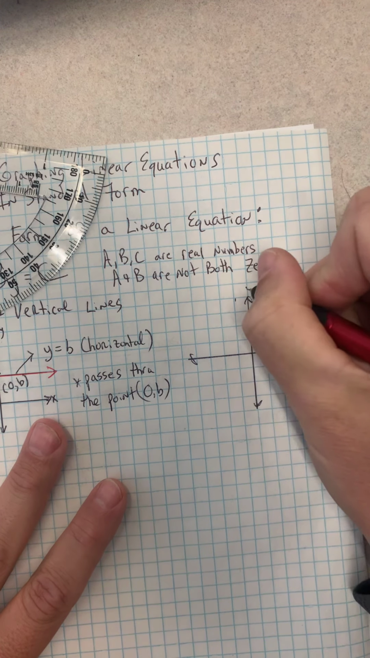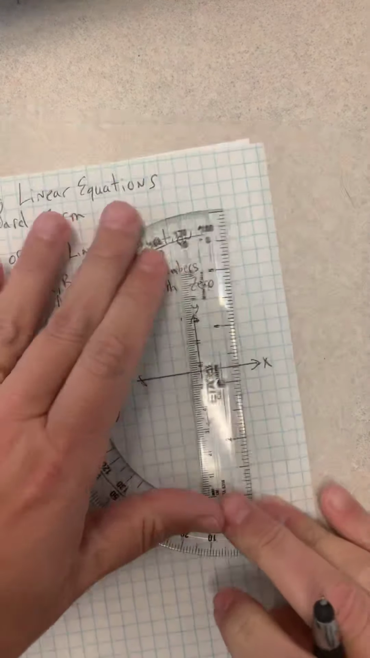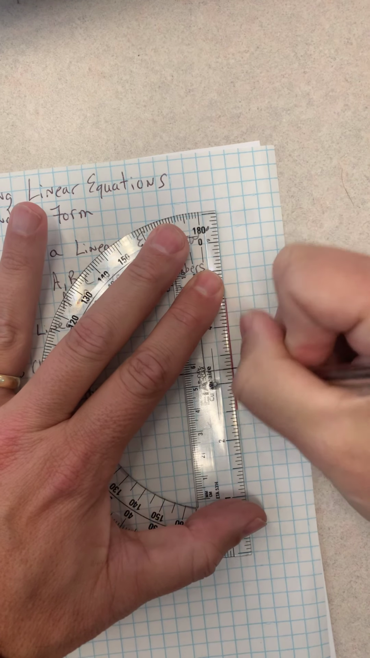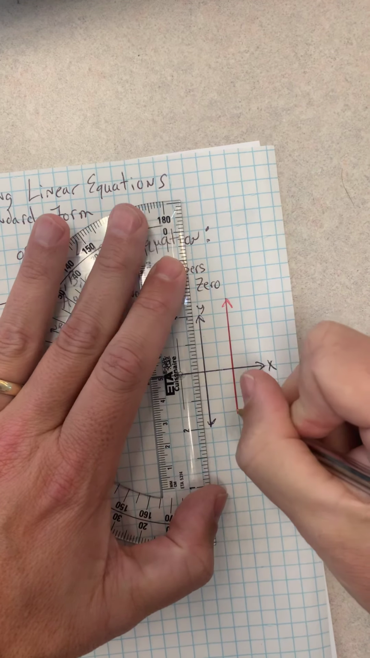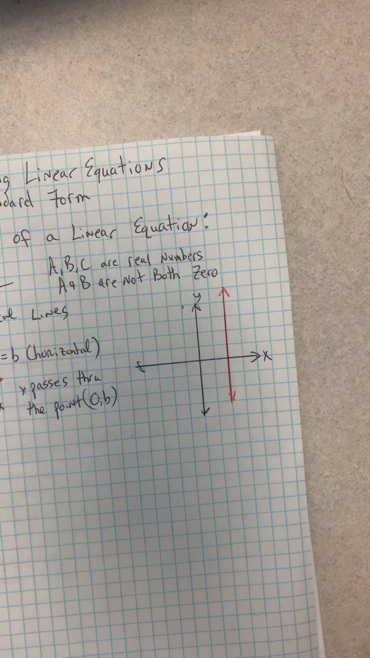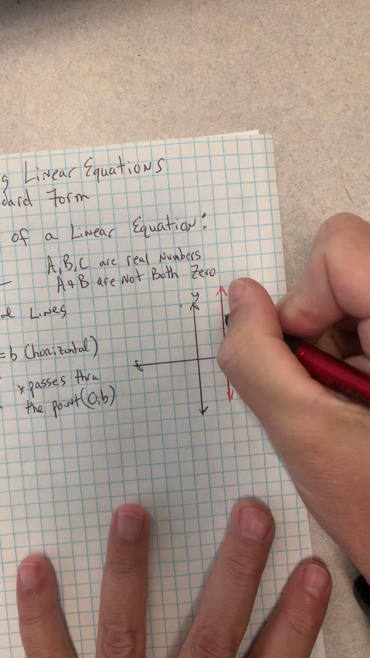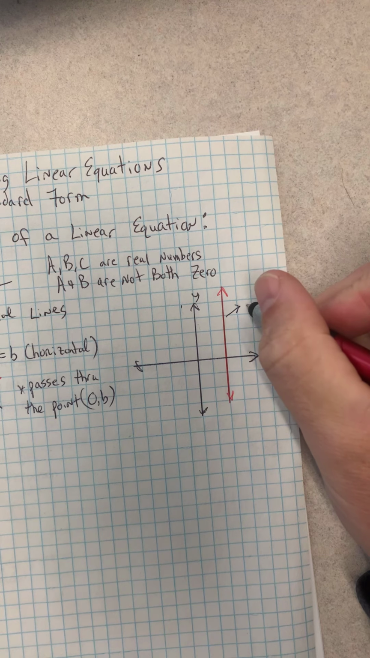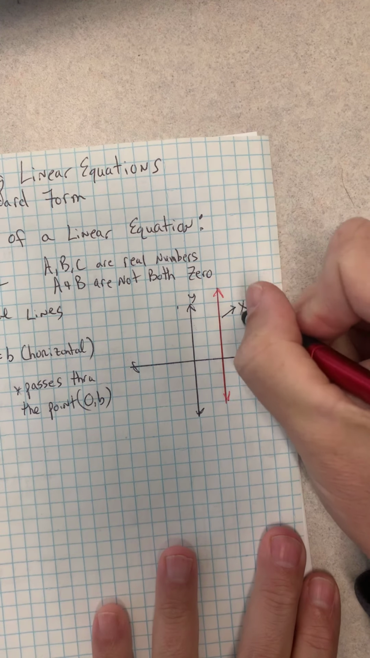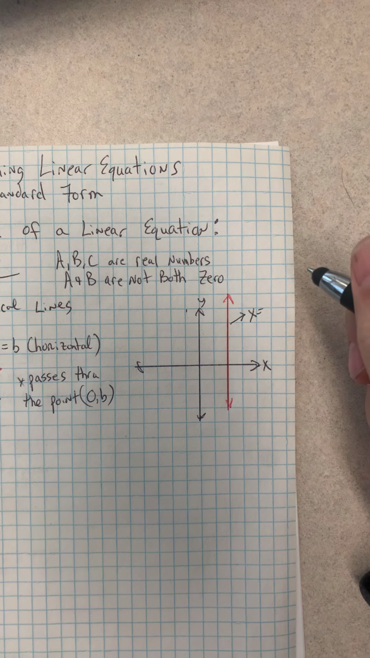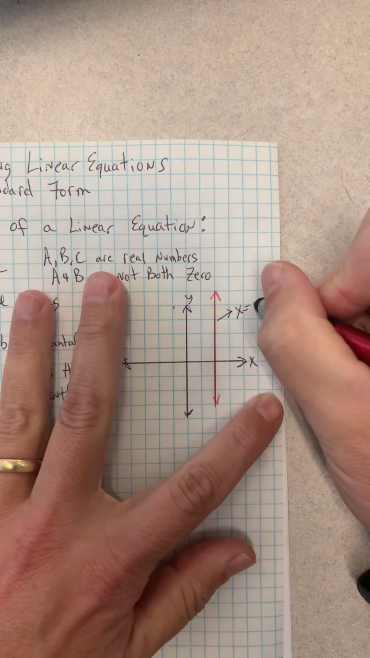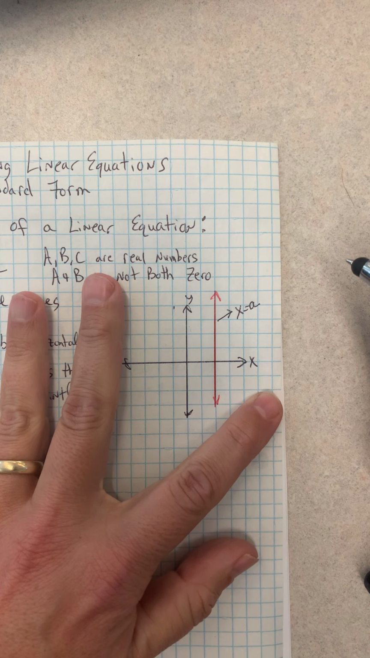Here's my X, here's my Y, and now I am going to make a vertical line right here. I'll do that in red. That's the line that we're looking at. This vertical line is always going to have the equation x equals. In this case, we are going to say x is equal to a.